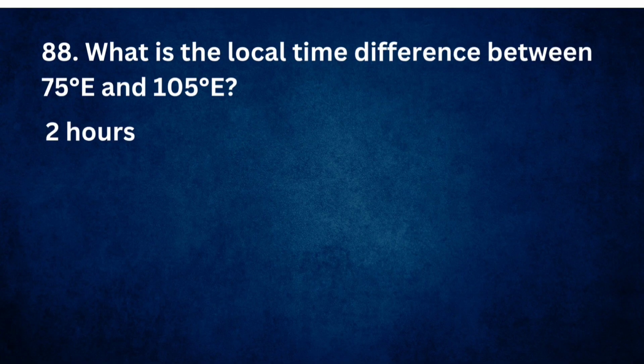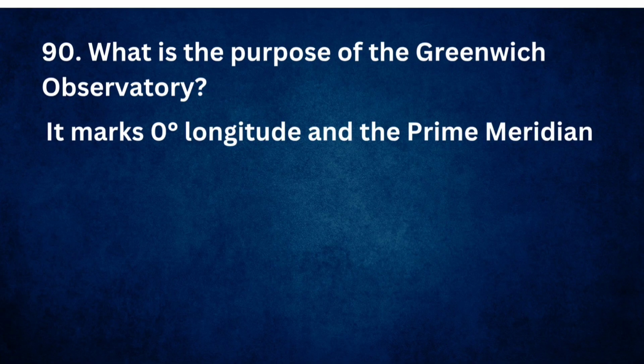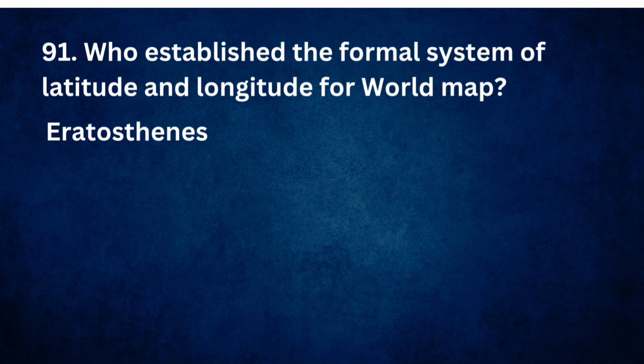What is the local time difference between 75 degrees east and 105 degrees east? 2 hours. What is the purpose of the Greenwich Observatory? It marks 0 degrees longitude and the prime meridian. Who established the formal system of latitude and longitude for world map? Eratosthenes.